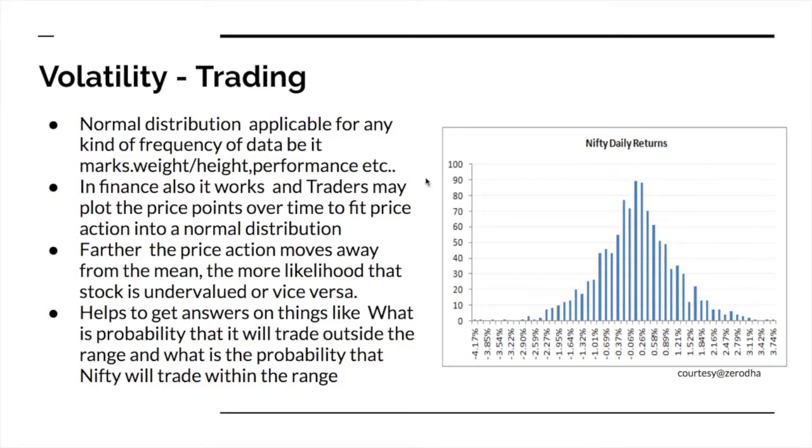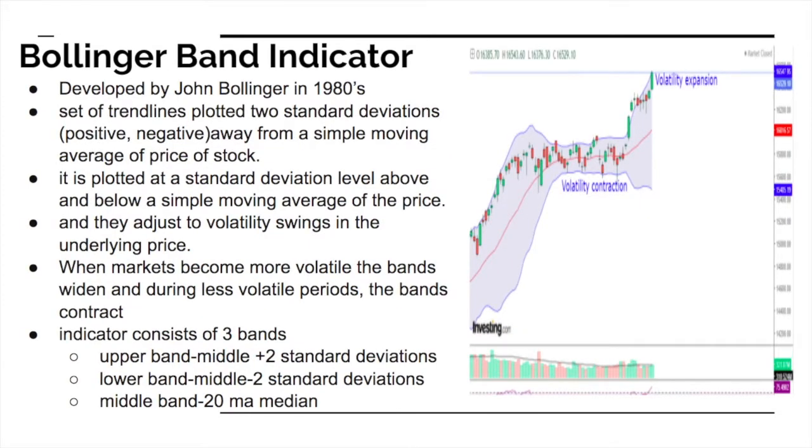So it is applicable for all. In finance, we use it for plotting the price of a stock. And the farther the price moves, the greater the likelihood that it is undervalued. This is the fundamental basis out of which the Bollinger Band is built. The Bollinger Band is an indicator, a tool that helps traders trade better. It was developed by John Bollinger in the 1980s, based on the normal distribution and standard deviation concepts that we saw earlier.